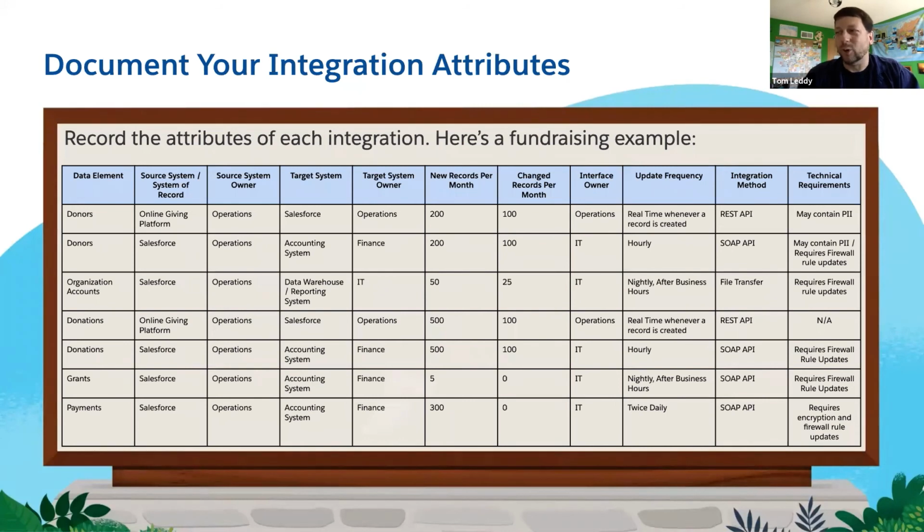Versus, here's a lower priority one. I'm only updating 5 records per month, and it's not really a big deal if it's minimal work for my employees. So it'd be nice to have that automated, but it's not as high priority as some of the other integrations, as an example.